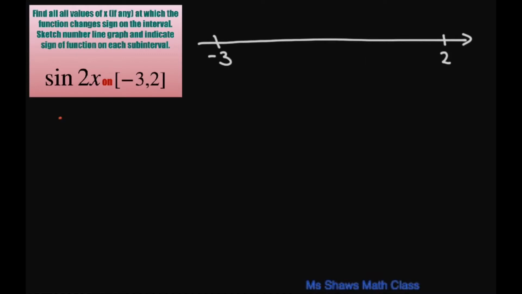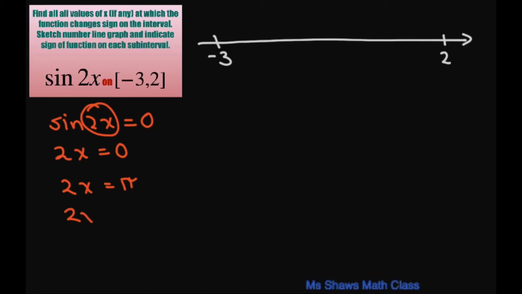So we're going to set sine of 2x equals 0. This is going to happen when sine is 0 or pi. We want this to be 0 or pi or negative pi because we have this negative here. So we're going to test points at x equals 0, negative pi divided by 2, and let's put pi divided by 2.